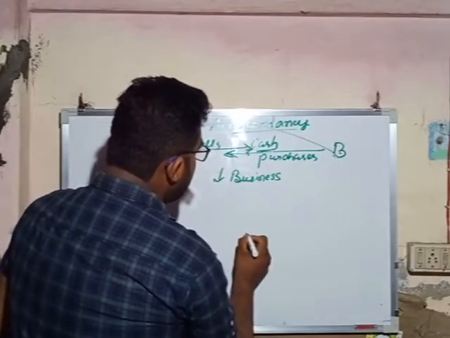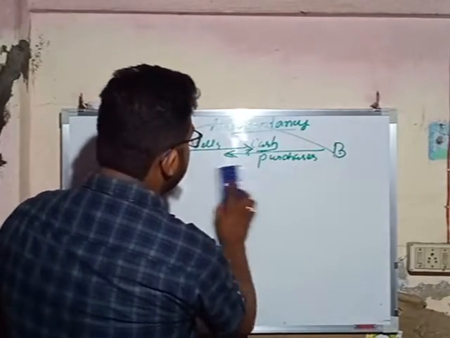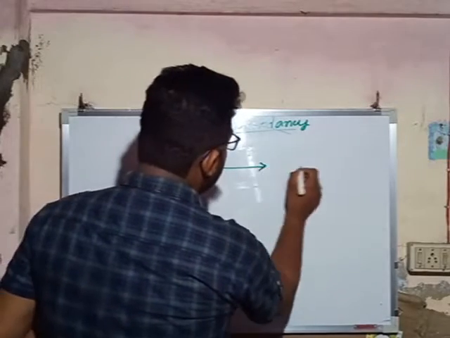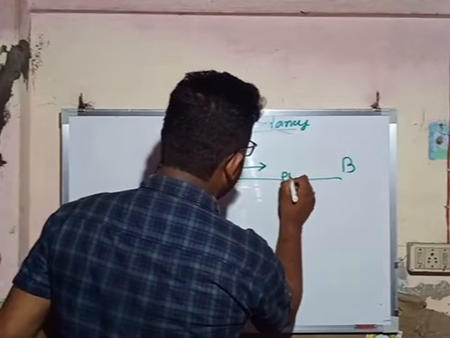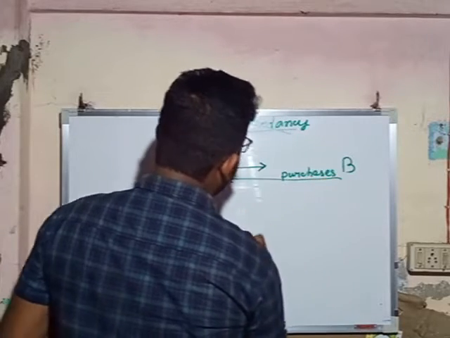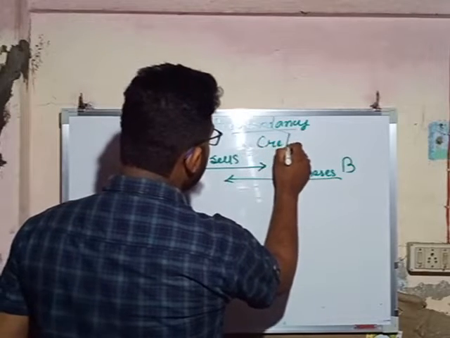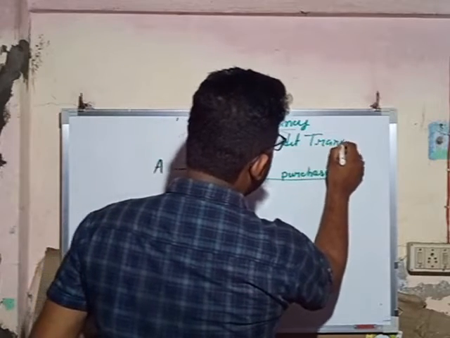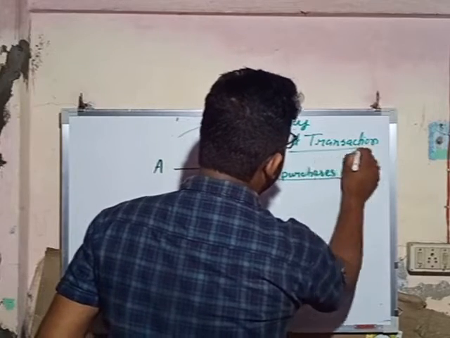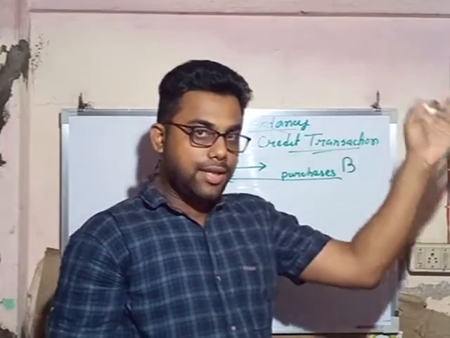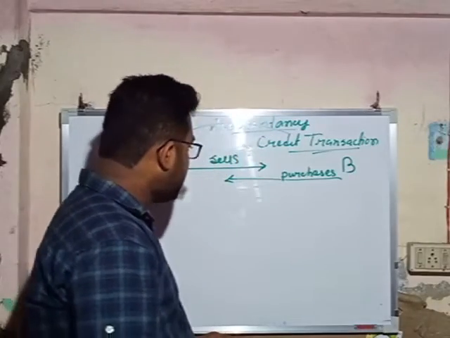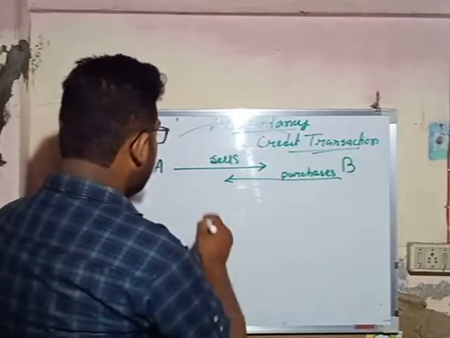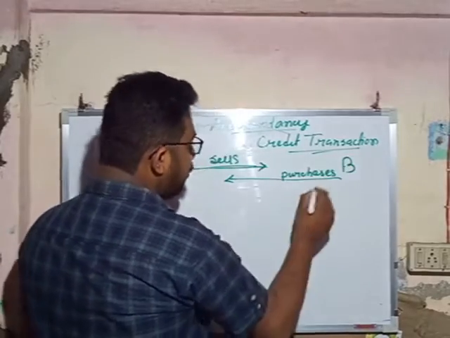So okay, here we find that a person A sells goods to B, and what is B doing? B purchases goods from A. Okay, and the transaction is a credit transaction. That means A will receive the amount on a future date, and B will pay the amount to A on some future date. Okay, so it is the credit transaction. So if it is a credit transaction, that means A sells goods to B on credit.